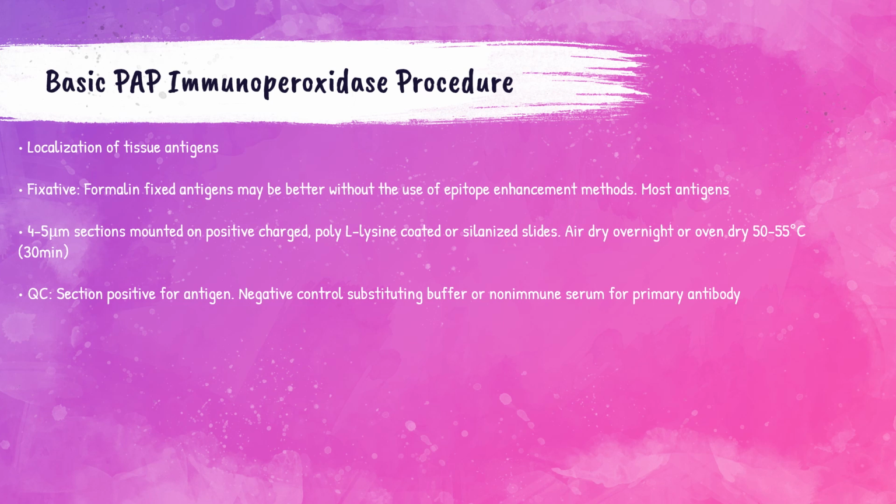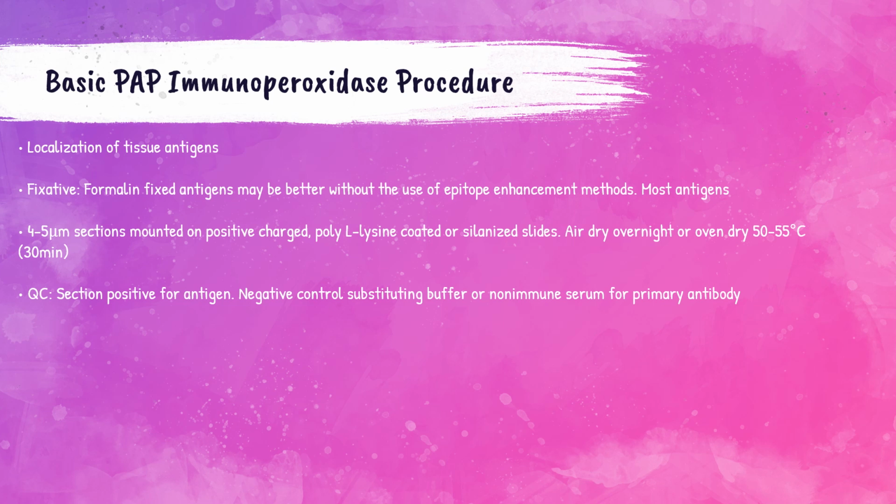This method uses three reagents: a primary antibody, a secondary antibody, and a PAP complex. The PAP complex is composed of the enzyme peroxidase and an antibody against peroxidase. The primary antibody is specific for the desired antigen, so that means that it's specific for the antigen that we're trying to look for. The secondary antibody can bind to both the primary antibody and to the PAP complex.